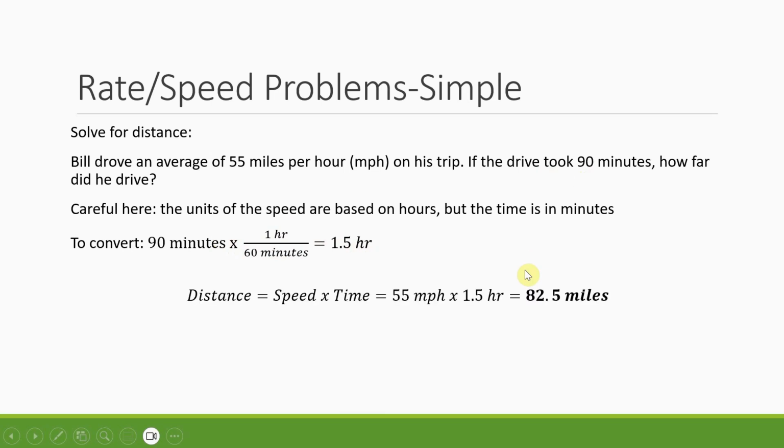Now I can go and plug this into my formula, distance equals speed times time. The speed is 55 miles per hour. The time is 1.5 hours. Don't put 90 in there, because then your units won't work out. That gives me 82.5 miles, and that's my answer.